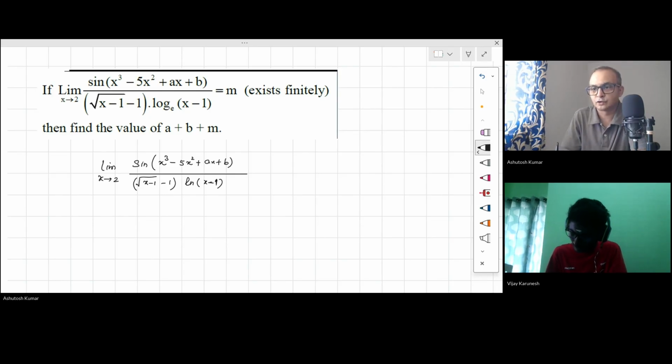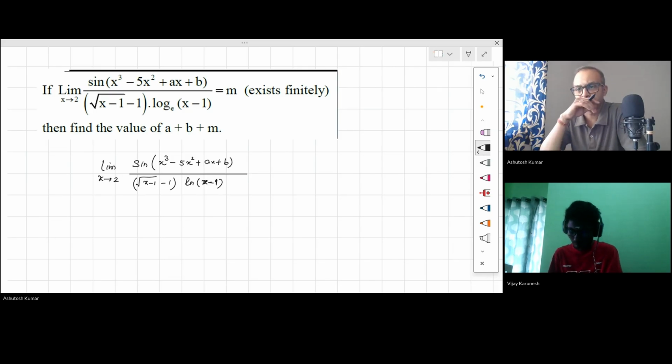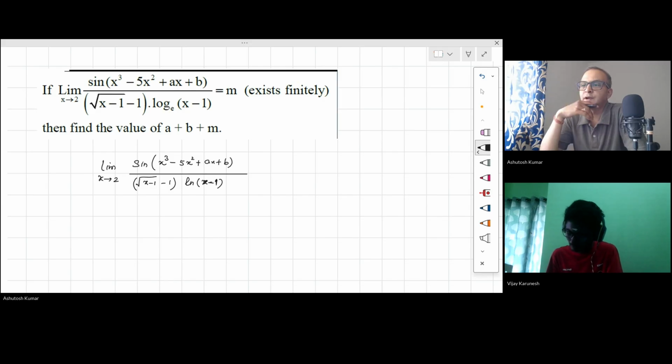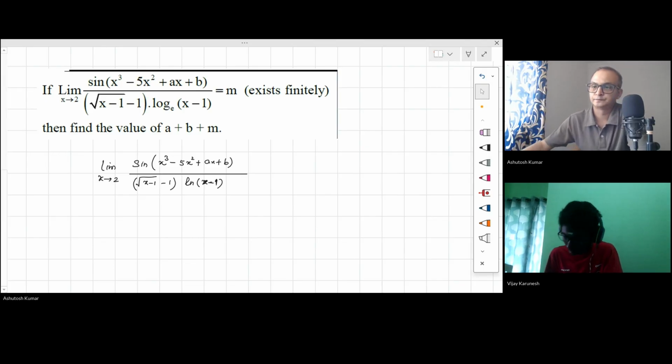Yes, sir. And of course we don't do those kinds of reasoning because we have to attempt it as an objective question. So we use 0 by 0 and directly we can differentiate it. Is it clear? Yes, sir. So try it by differentiating. Why are we differentiating? We are applying the L'Hopital rule.